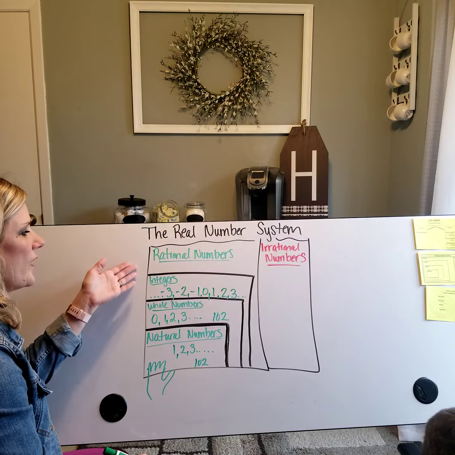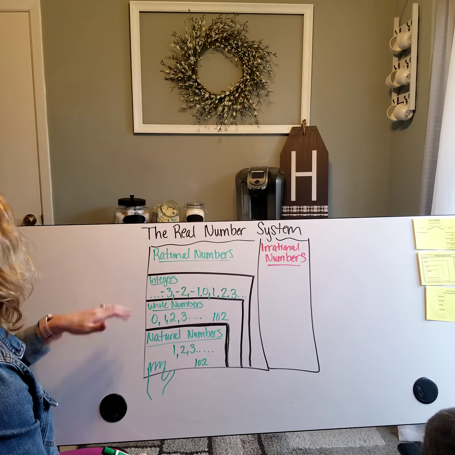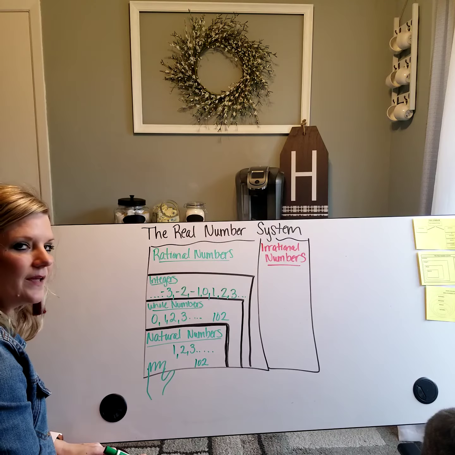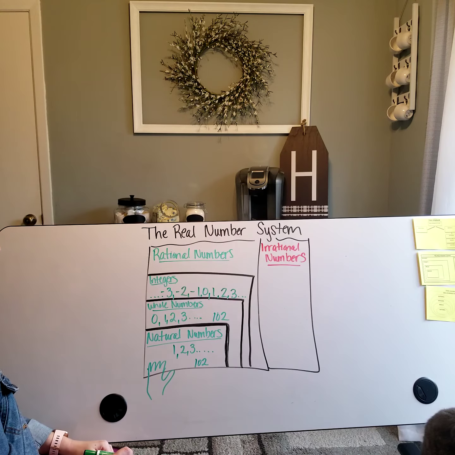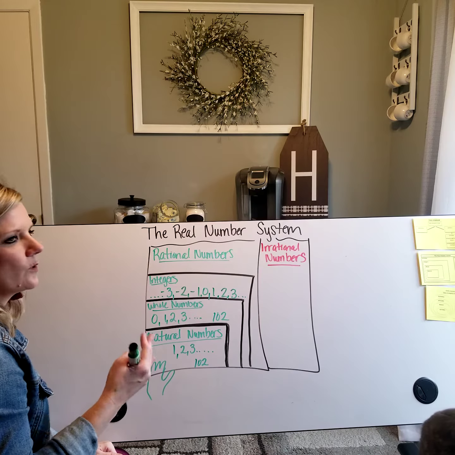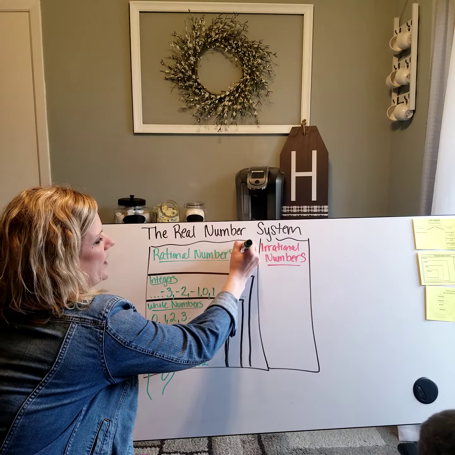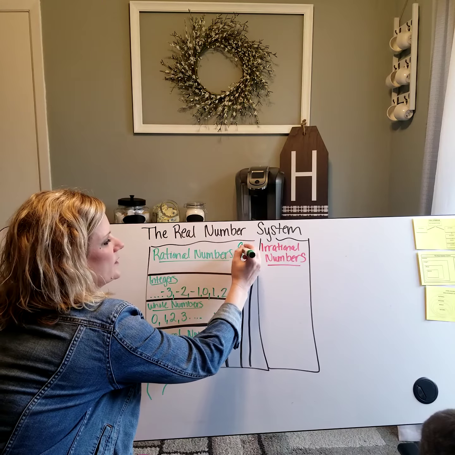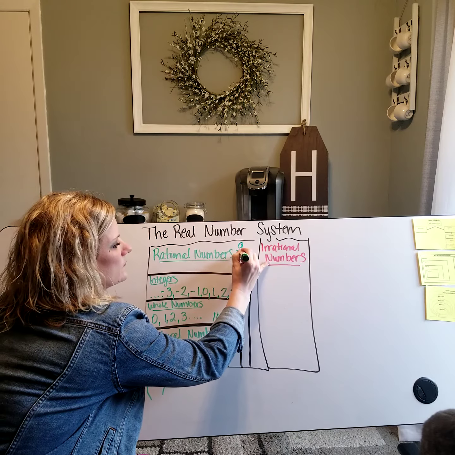Okay, and then rational numbers are all your integers plus anything that you can put into fraction form. So in the definition, it's going to say a over b, which just means something you can put into a fraction form.